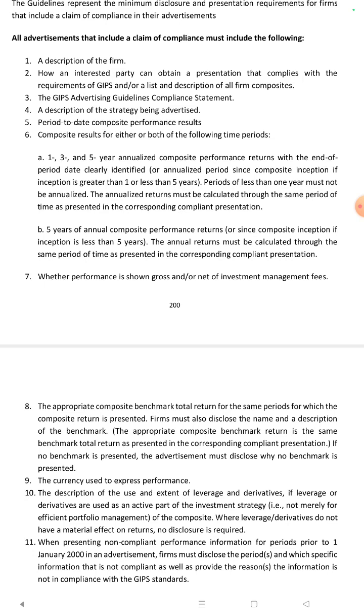Periods of less than 1 year must not be annualized. The annualized returns must be calculated through the same period of time as presented in the corresponding compliant presentation. 5 years of annual composite performance return. The annual return must be calculated through the same period of time as presented in the corresponding compliant presentation, whether performance is shown gross or net of investment management fee.